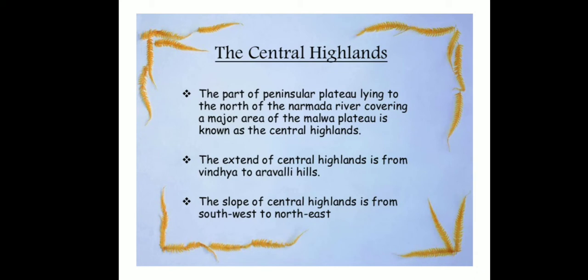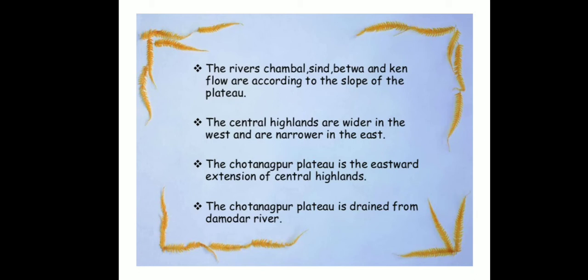The extent of Central Highlands is from Vindhyas to Aravali Hills, and the slope of Central Highlands is from southwest to northeast. That means the Central Highlands run from the southwest towards the northeast. The rivers Chambal, Sindh, Betwa, and Ken flow according to the slopes of the plateau. That means these rivers are flowing according to the slopes of the plateau.